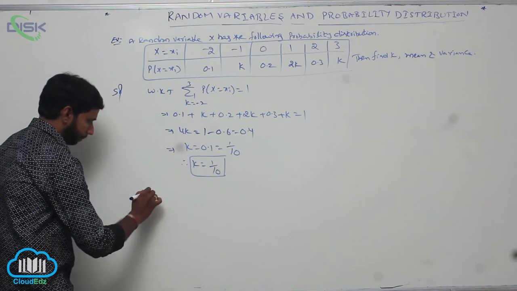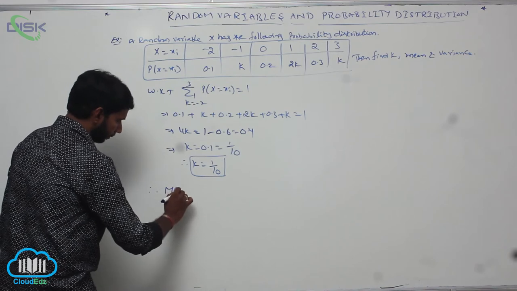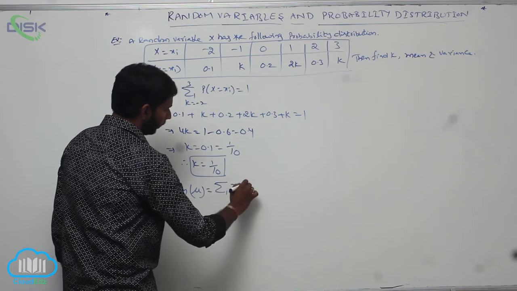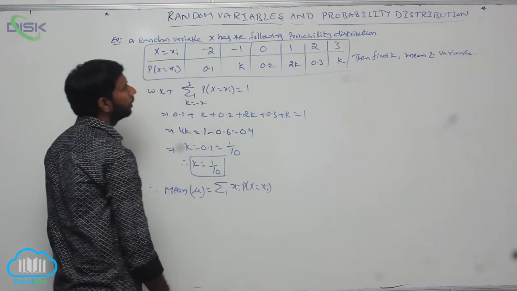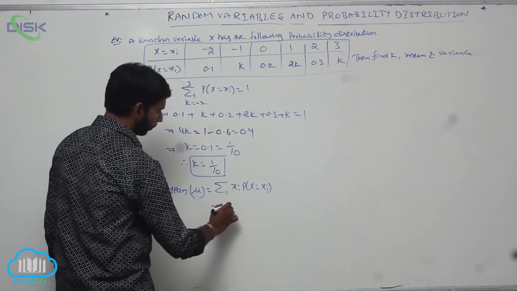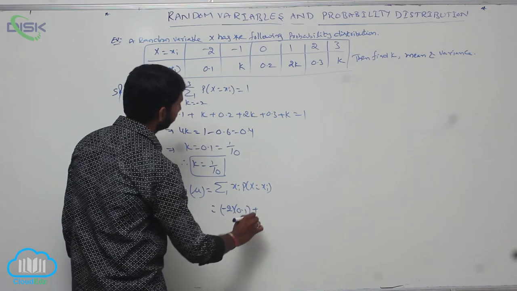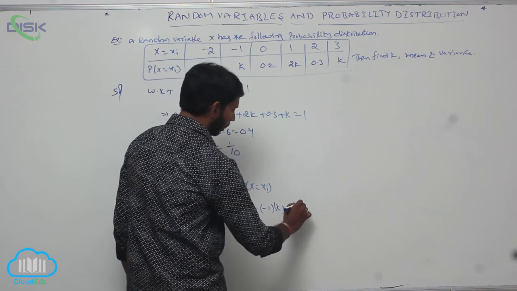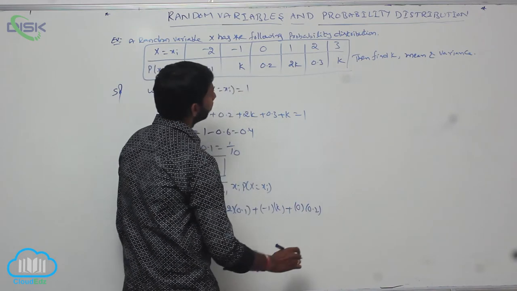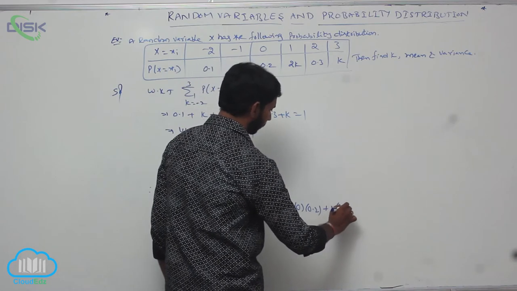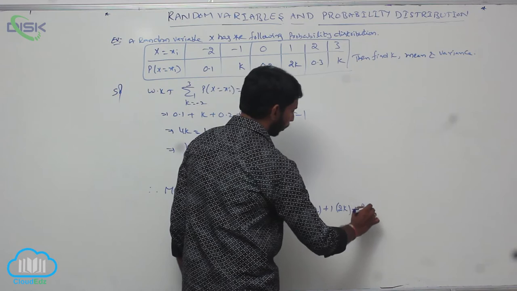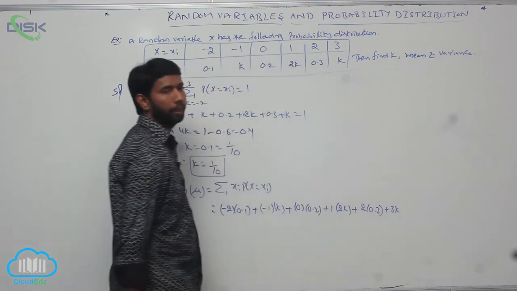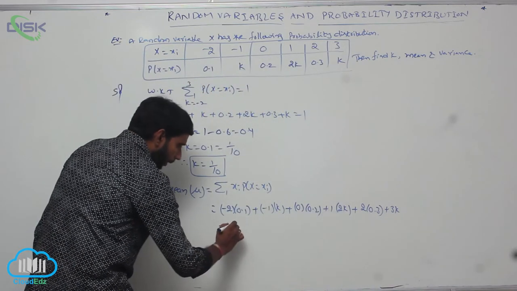And next one, mean. Mean mu is equal to sigma xi into P of x equal to xi, which is equal to -2 times 0.1 plus -1 times k plus 0 times 0.2 plus 1 times 2k plus 2 times 0.3 plus 3 times k.